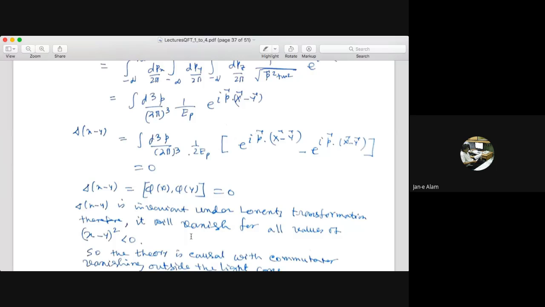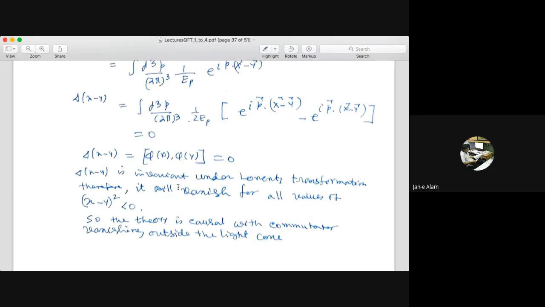That means that the measurement of phi x and phi y, at the points x and y, where x and y are separated space-like, the measurement at point x will not be affected by the measurement at y if x and y are separated by space-like.